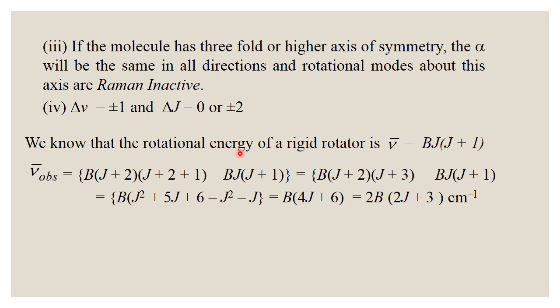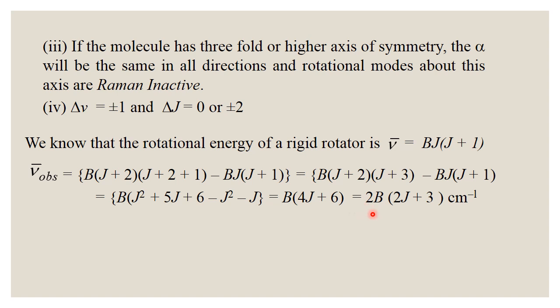And the rotational energy of a rigid rotator, general formula B into J into J plus 1. இதுதான் rotational energy level formula. இப்போ Raman spectra நடக்கணும்னா delta J is equal to plus or minus 2 இருக்கணும். அப்போ higher energy stateக்கு the rotational quantum number J plus 2 இருந்ததுன்னா lower energy stateக்கு J இருக்கும். அப்போ அதை நீங்கள் substitute பண்ணா nu observed will be equal to, this is for higher energy state, B into J plus 2, J plus 2 plus 1, lower energy stateக்கு J, B into J into J plus 1, இதை multiply பண்ணா B into J plus 2, J plus 3 minus B into J into J plus 1.